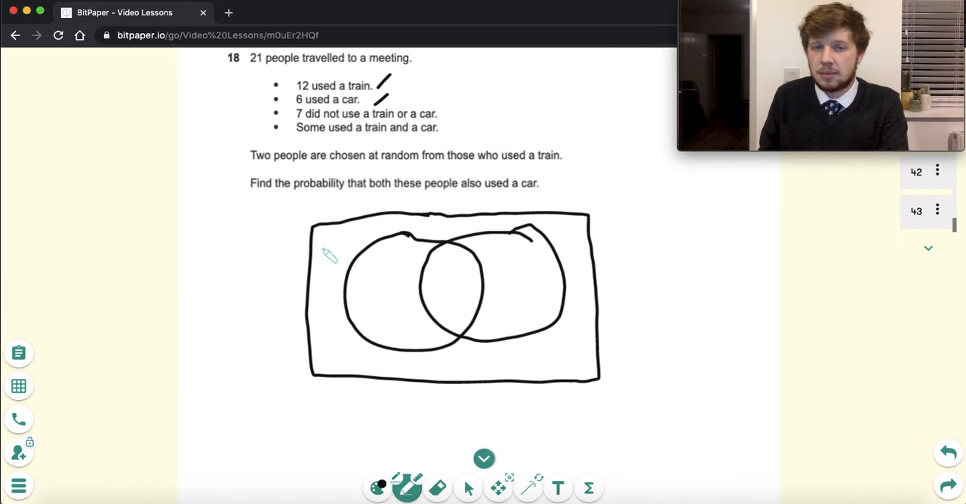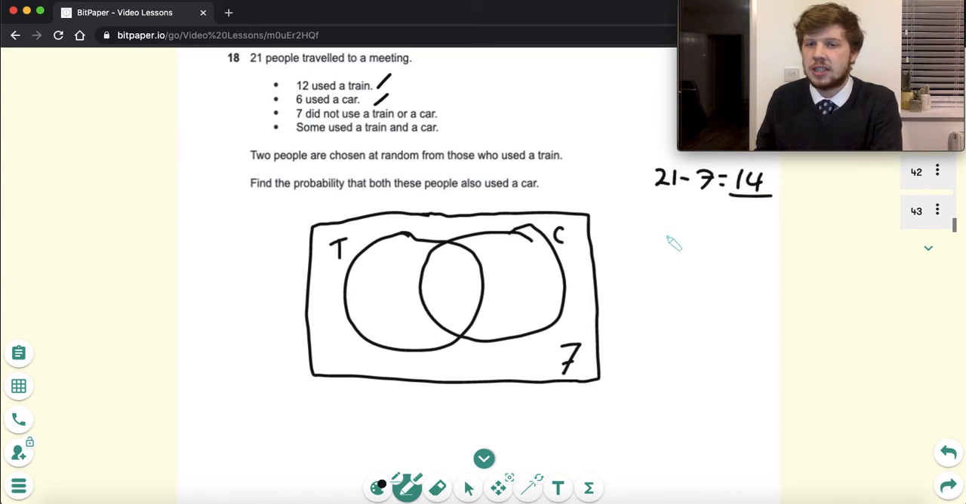So now I set up my Venn diagram with a train and a car. I'm going to look at how much information I have. 12 used a train, 6 used a car, 7 did not use a train or a car. So my 7 that did not must go on the outside. There's nowhere else they can go. So how many people do I have left over? It's 21 take away 7, which is 14.